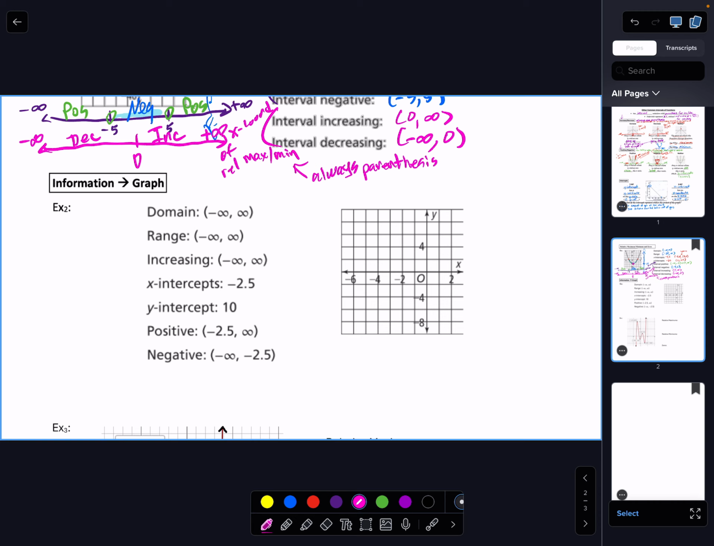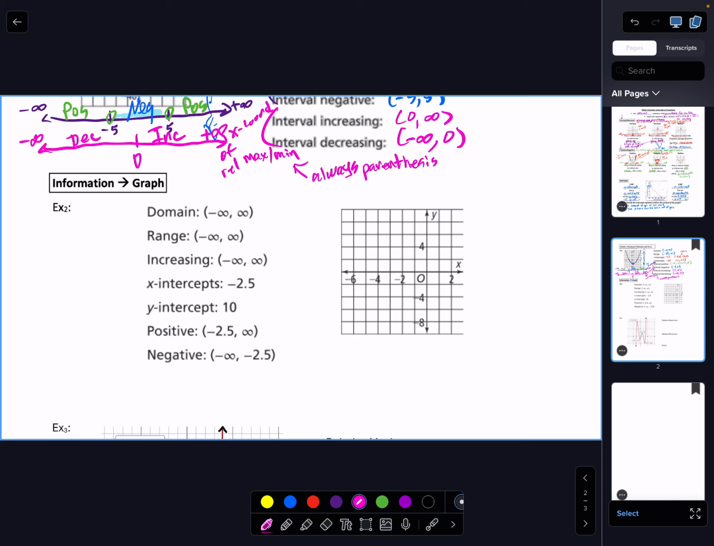And so domain's all reals, range is all real, so we're going to have arrows indicating it goes forever and ever. It's increasing on its entire interval. So as you go from left to right, it's going up, up, up, up, up, up, up. It can't ever hit a maximum and turn around and go down. There's no places where this is decreasing.